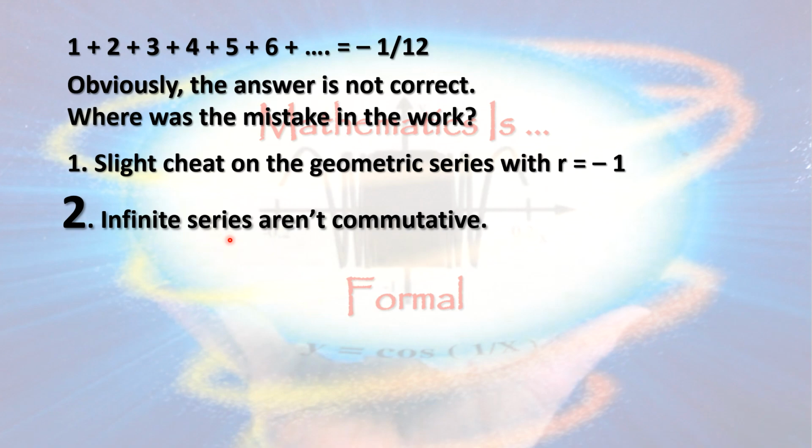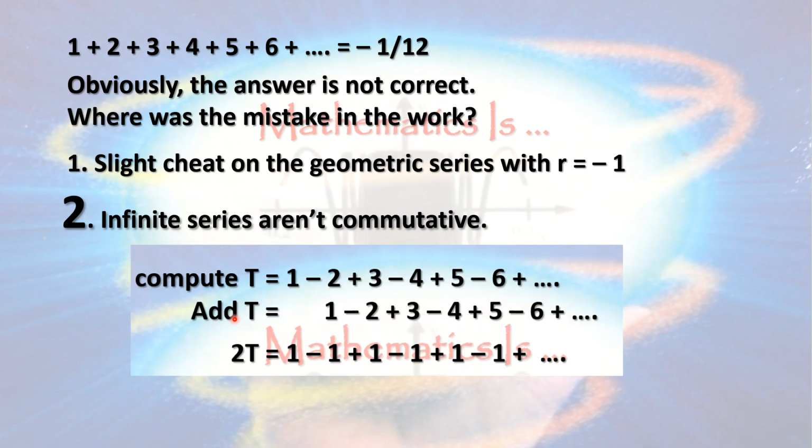When adding 2 or any finite set of numbers, you can switch the order and nothing changes. 2 plus 3 is the same as 3 plus 2, and so on. This is not legal for infinite sums. So our trick of adding T and T is not legal.